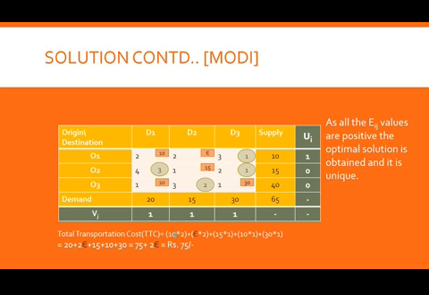So the total transportation cost will be 10 into 2 plus epsilon into 2 plus 15 into 1 plus 10 into 1 plus 30 into 1. So 10 into 2 is 20, epsilon into 2 is 2 epsilon, 15 into 1 is 15, 10 into 1 is 10, 30 into 1 is 30. So add up all this, 20 plus 15, 35, 35 plus 10, 45, 45 plus 30, 75. So it will be 75 plus 2 epsilon.